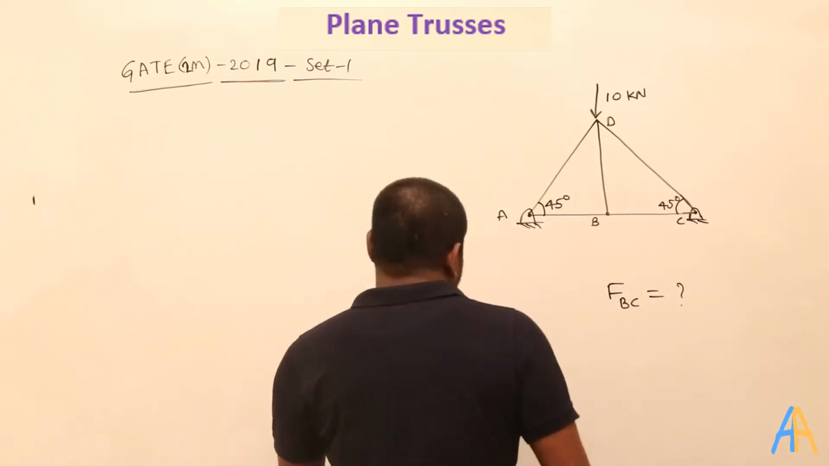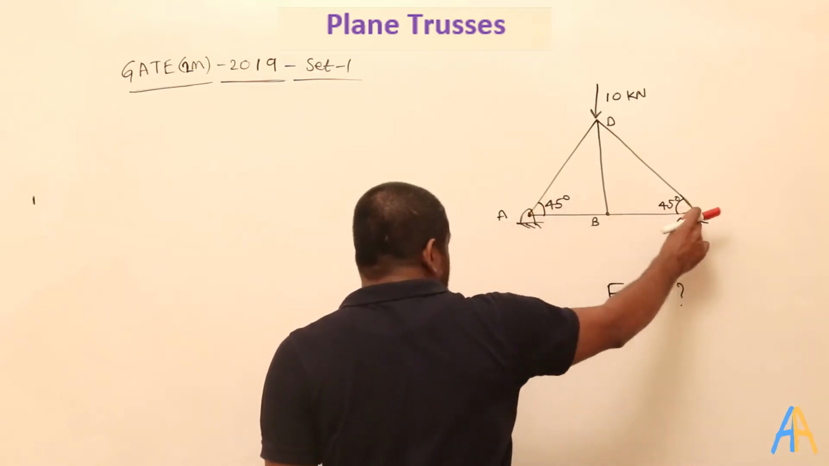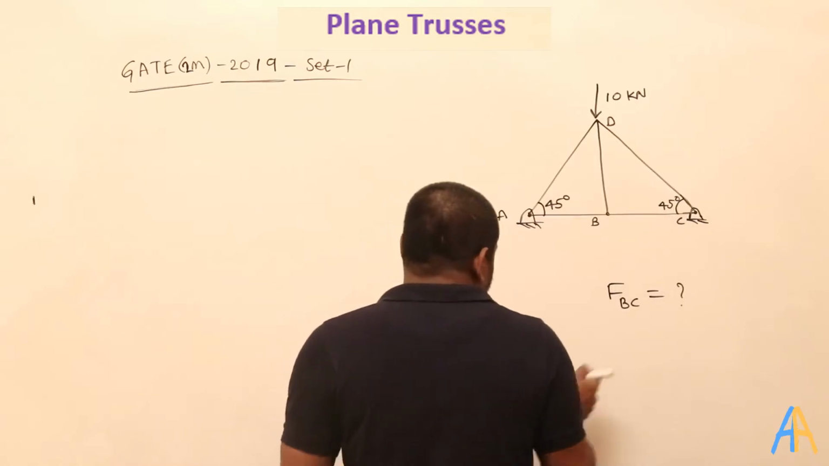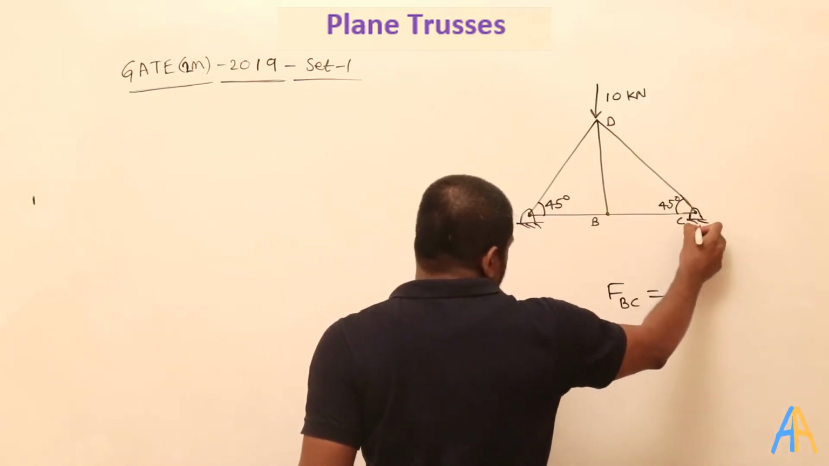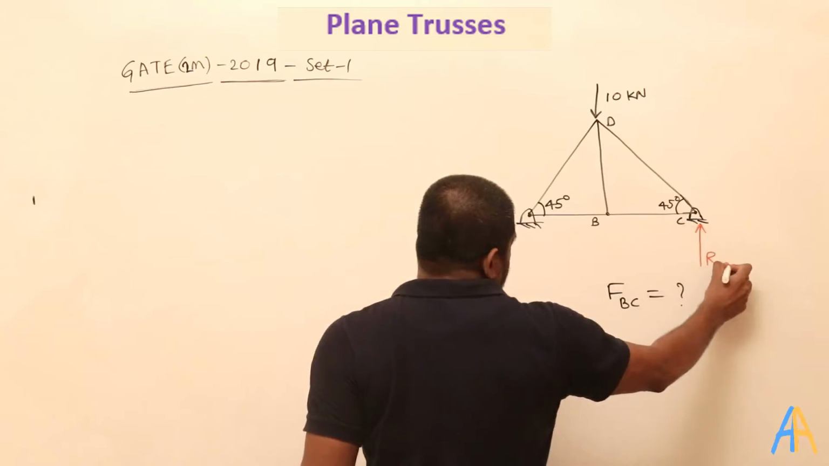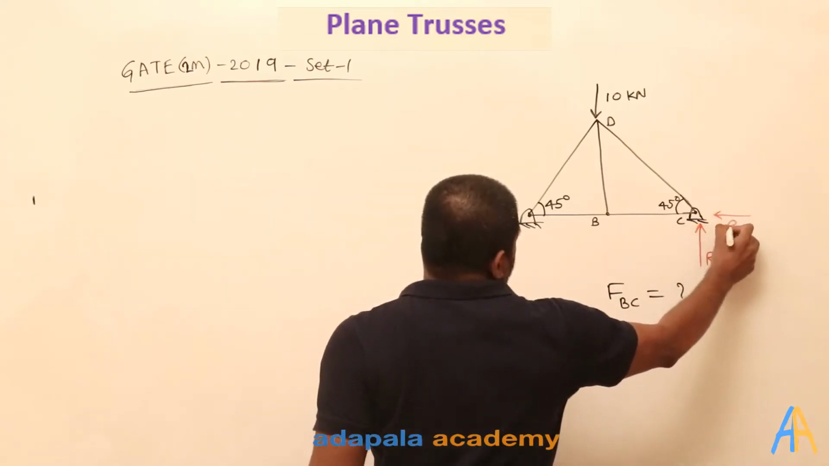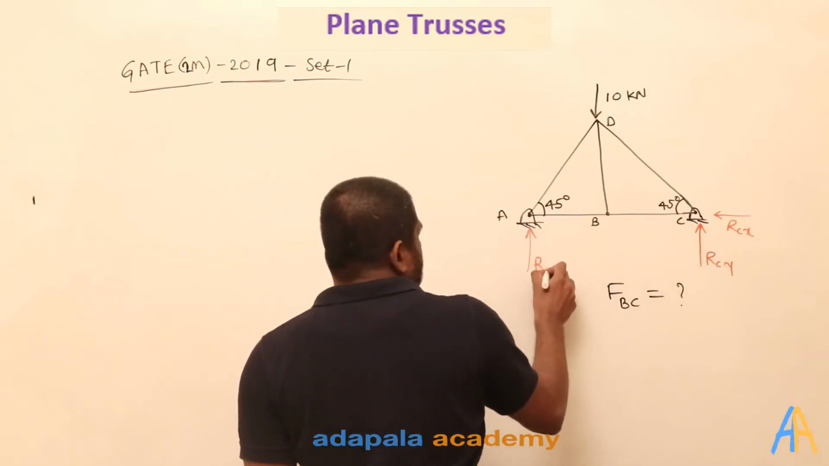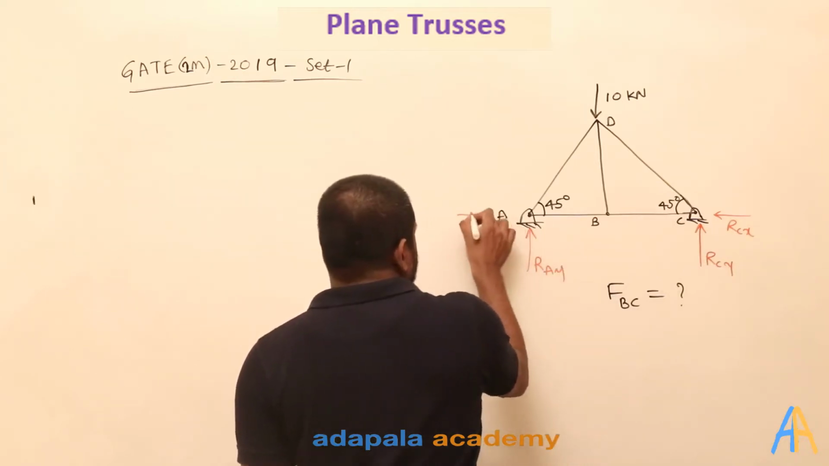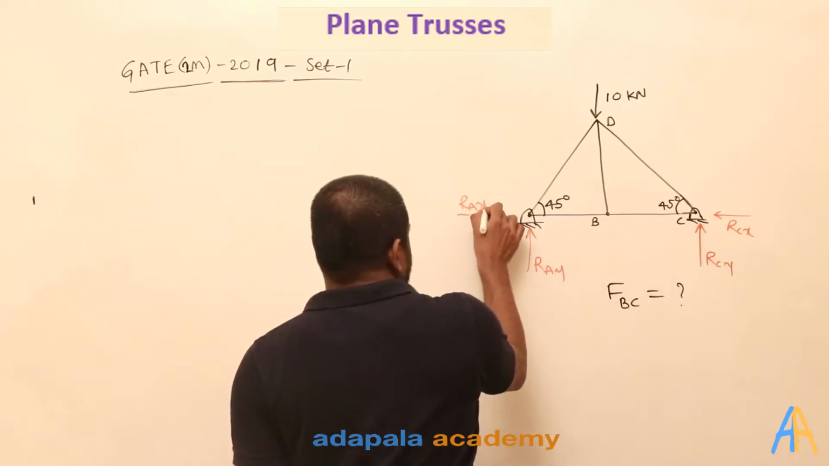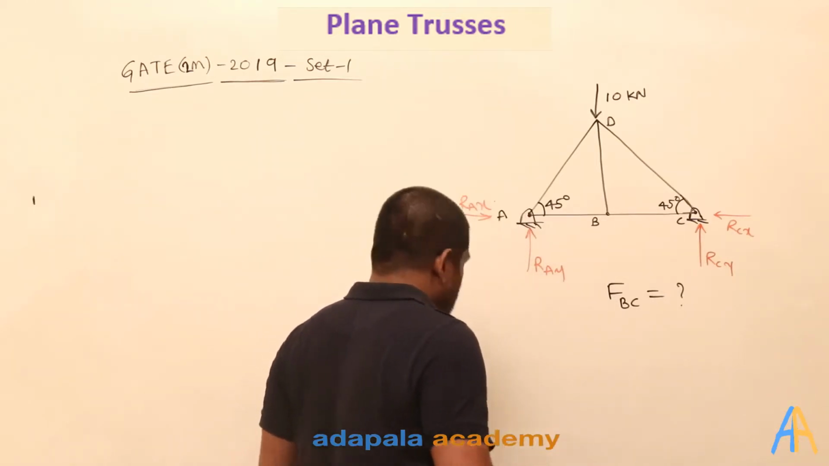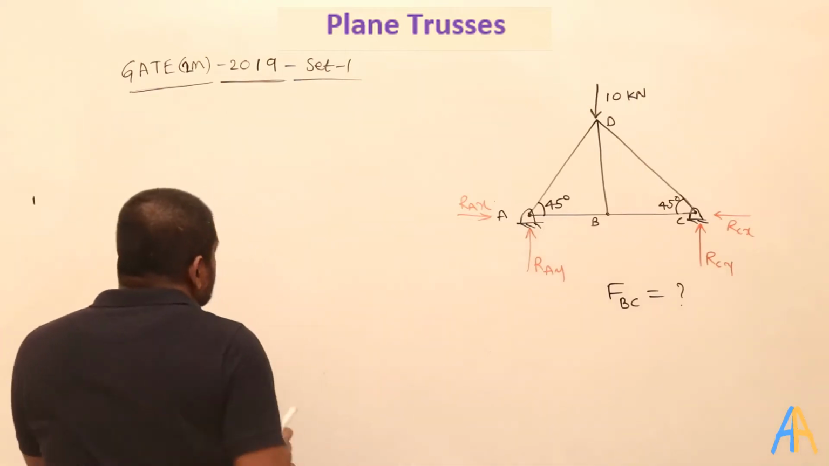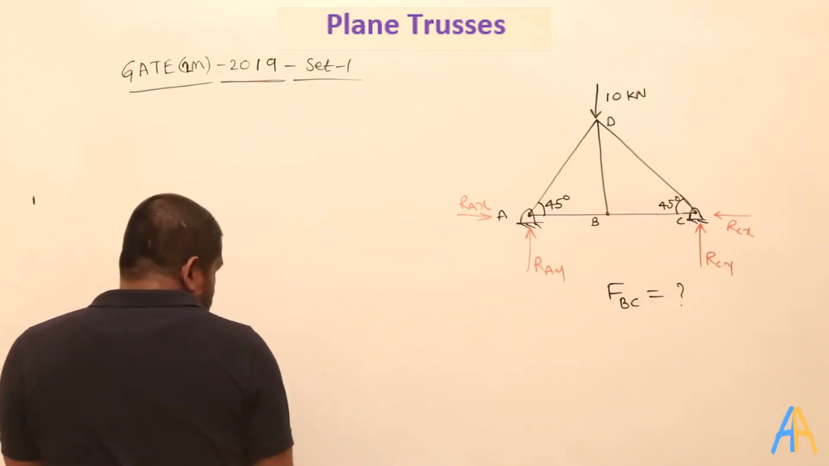So how many reaction forces are there? Both are revolute joints here. Whenever you have both revolute joints, the reaction forces are RCY and RCX at C, and RAY and RAX at A. Finding the reaction forces quickly is important, because that itself will consume more time in this problem.